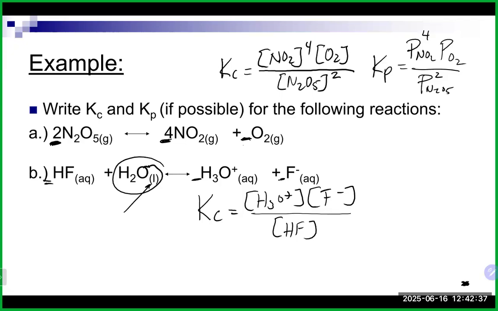Can I write a KP for the bottom one? I cannot. There are no gases, right? So there's no KP value. Any questions on any of those?